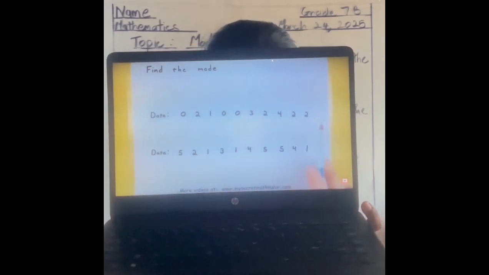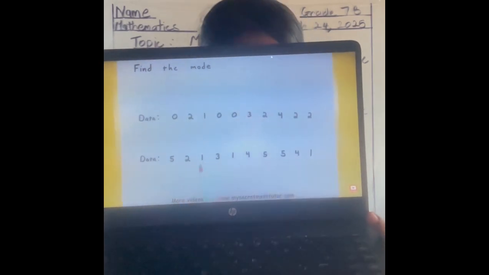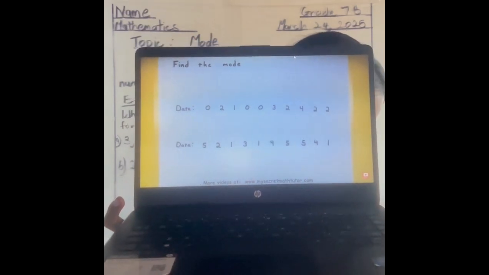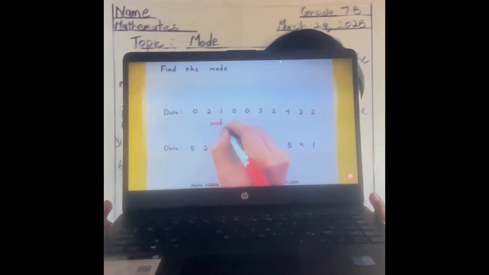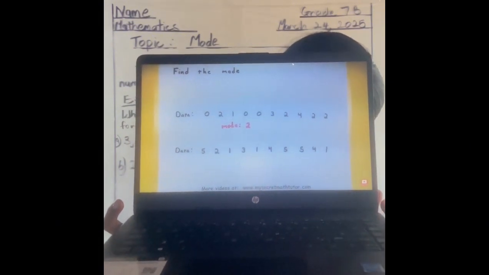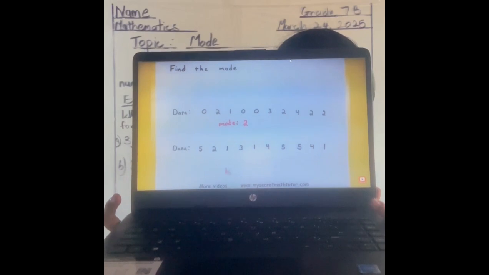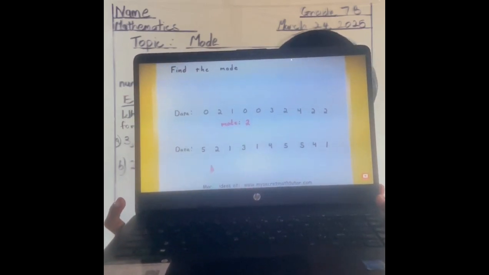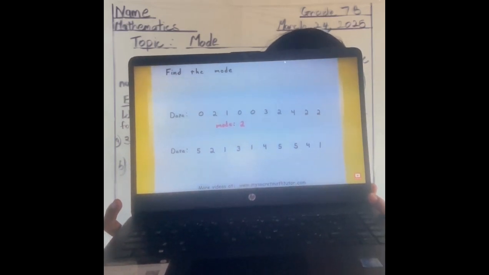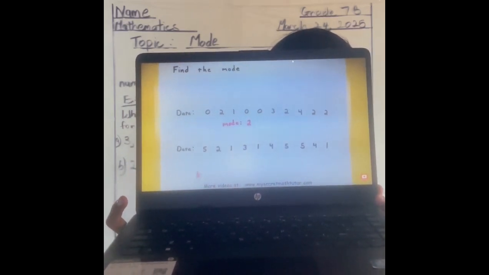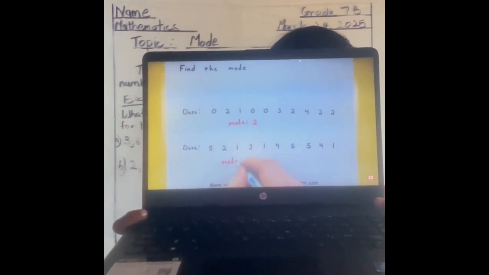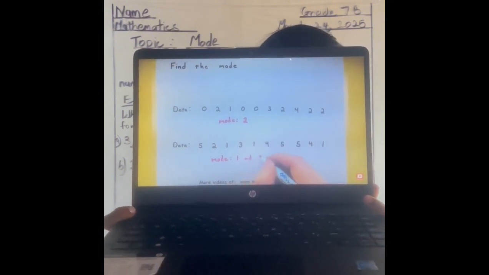And looking at the first set of data, we can see that 0 shows up 3 times, 1 shows up once, 3 shows up once, and 2 shows up 4 times. So 2 is the most often, so I will say my mode is 2. All right, real quick, let's try this again. Another set of data here, I can see that 1 shows up 3 times, 2 shows up once, 3 shows up once, 4 shows up twice, 5 shows up 3 times. So it looks like 1 and 5 both show up the most number of times. So I'm going to say my mode is 1 and 5.